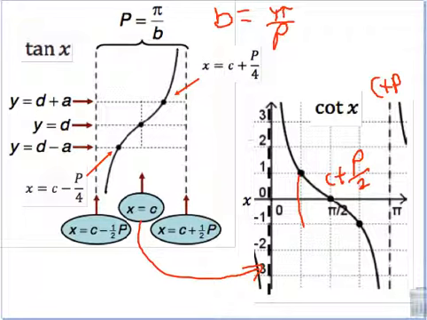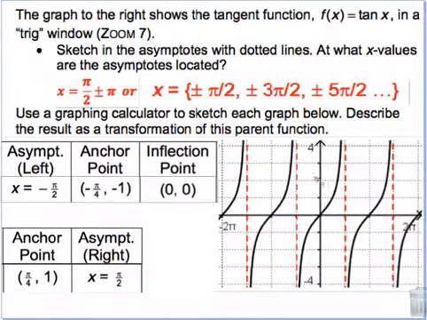Okay, I'm going to go through the rest of these very quickly. In class, I showed you how to find your left asymptote, your anchor. Your anchor points are these ones, the origin, and then the ones that are at 1 and -1. So normally these are at pi over 4 and 1. So those are your normal anchor points, and your inflection point, the center, where you're flipping back and forth.